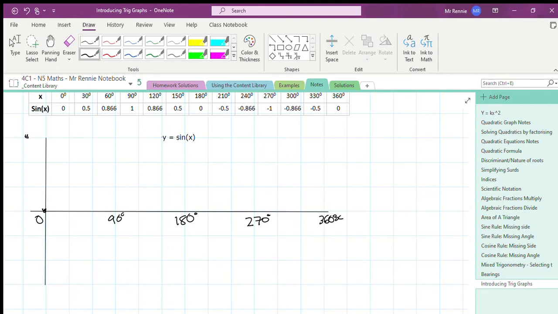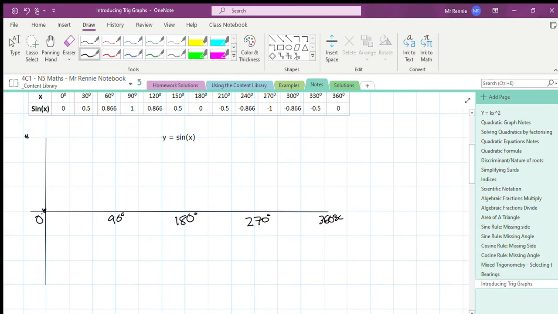So I'll go 3 boxes along and that's 90 degrees, another 3 boxes along, 180 degrees, another 3 boxes along, 270, and another 3 boxes at the end, 360 degrees. And what I'm going to do is plot the coordinates at this point here. Sine of 0 was 0, so this graph's actually going to start at my origin. I've got 0,0 to start with.